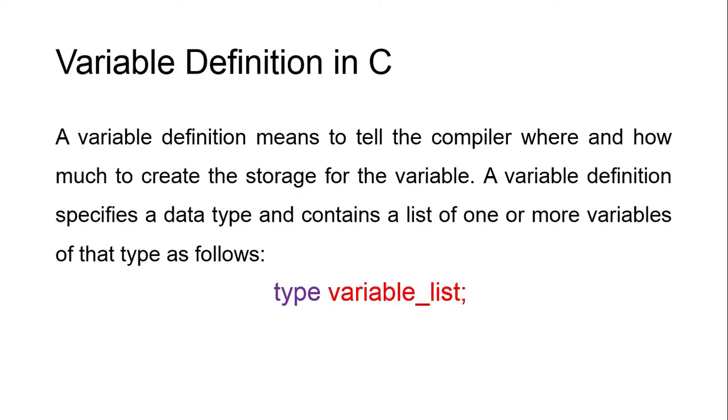And the variable definition tells the compiler where and how much storage to create for the variable. A variable definition specifies the data type and one or more variables, that is, a type and a variable list. Type means the data type. This is the syntax to write or declare the variable type and variable list, and then I end with a semicolon.